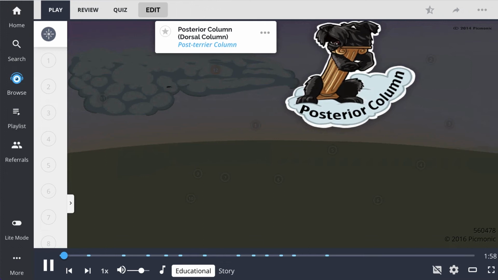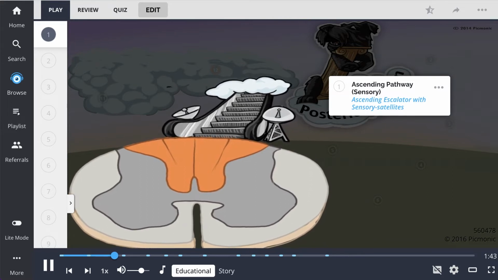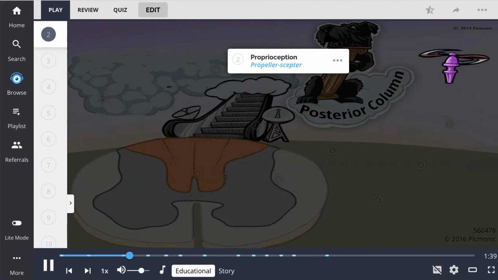Don't forget the posterior column. Just remember the story about the dog trying to make its way to heaven and its perilous journey. The posterior column, or dorsal column, carries sensory information through the ascending pathway, the ascending escalator with sensory satellites. It transmits sensations, such as proprioception, the propeller septum carrying the guy up.